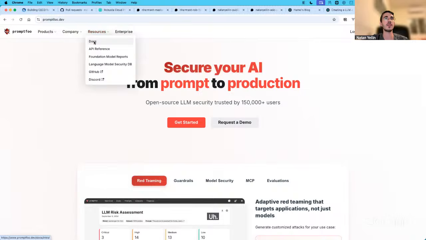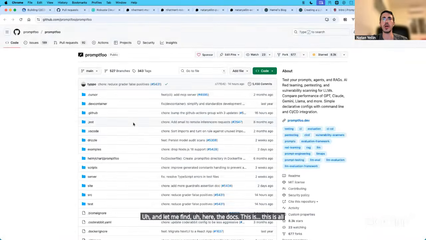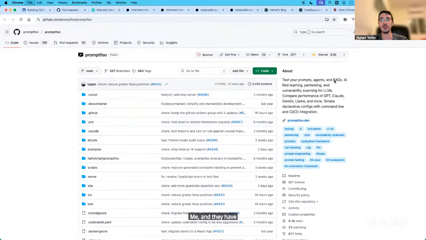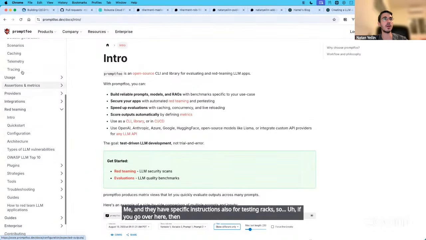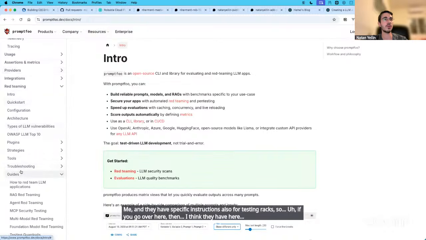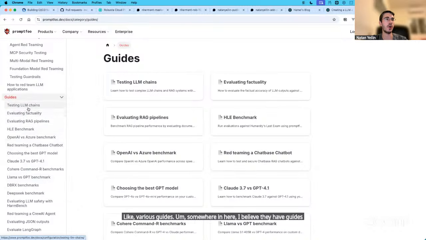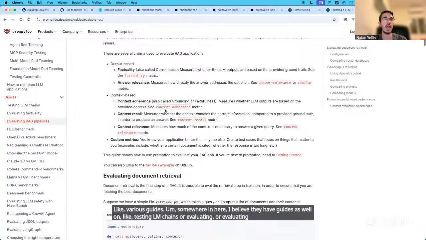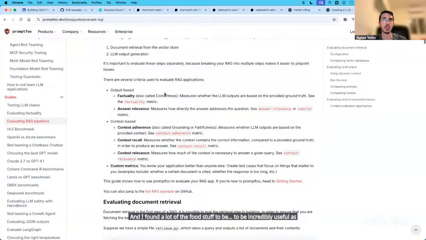Let me find here the docs. This is all open source. They have some commercial offering that I'm not familiar with. And they have specific instructions also for testing RAGs. If you go over here, I think they have various guides. Somewhere in here, I believe they have guides as well on testing LLM chains or evaluating RAG pipelines. I found a lot of the Promptfoo stuff to be incredibly useful as well when we were first getting started.